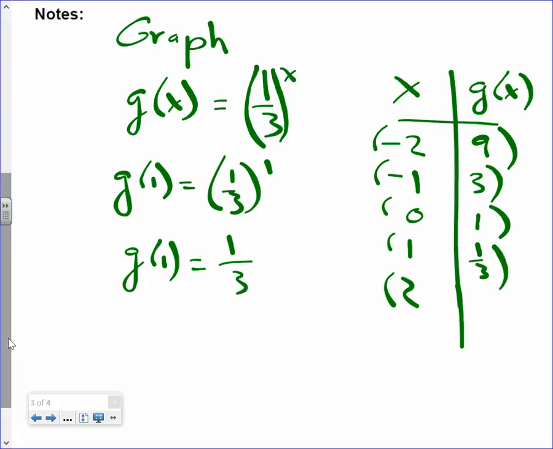So you can start seeing we're getting closer and closer to the asymptote. It's going to get closer and closer to the x-axis, ever so closer. It's coming down like a roller coaster. From 9 to 3 to 1 to 1/3 is starting to level out. Watch.